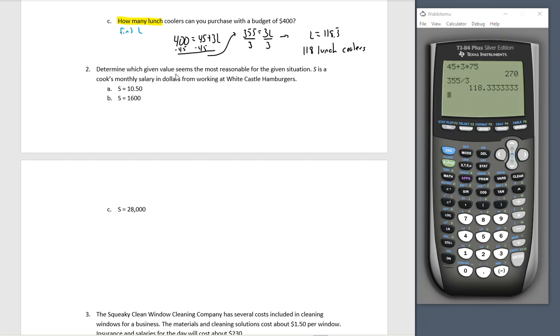Determine which given value seems the most reasonable for the given situation. So S is a cook's monthly salary.